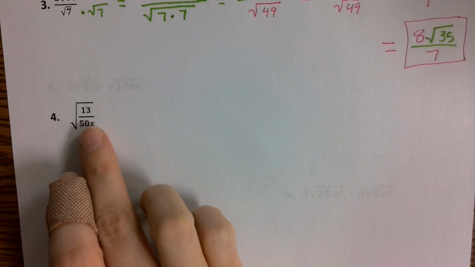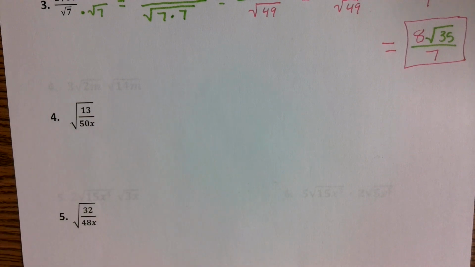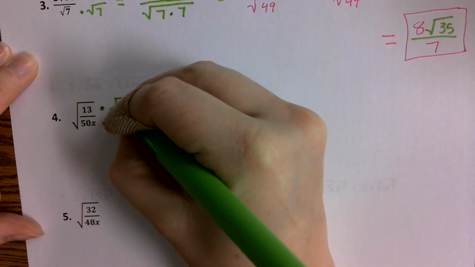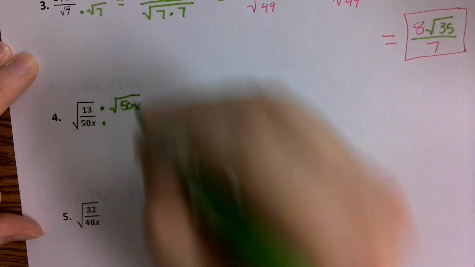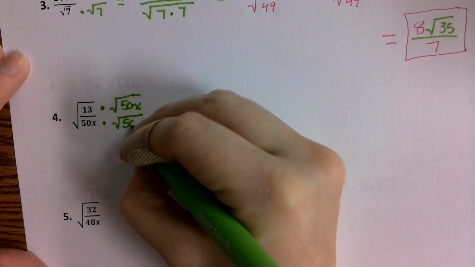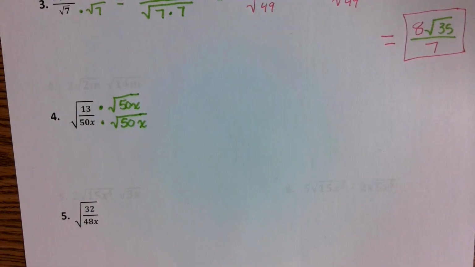So here, again, 13 and 50, you cannot simplify those at all. So what we have to do is go ahead and rationalize the denominator. We're going to multiply both the numerator and the denominator by the square root of 50x. You're going to multiply by 50x, not just the number, but also the variable as well.